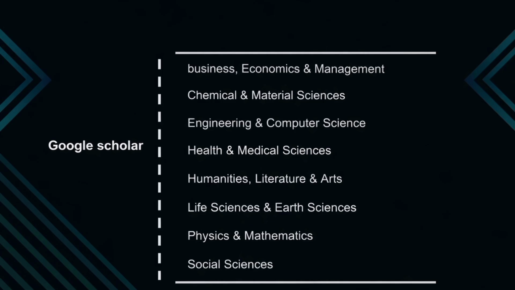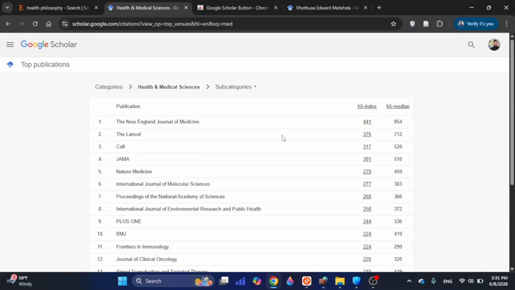Let's take a look at the group categories. Generally, all academic fields in the world fall into these 8 groups: business, economics, and management, chemical and materials sciences, engineering and computer science, health and medical sciences, humanities, literature and arts, life sciences and earth sciences, physics and mathematics, and social sciences. You can see that all academic disciplines fit into these 8 groups.